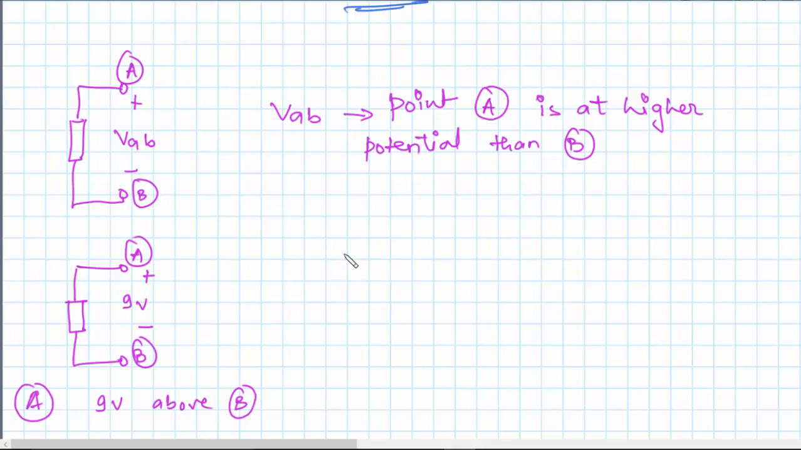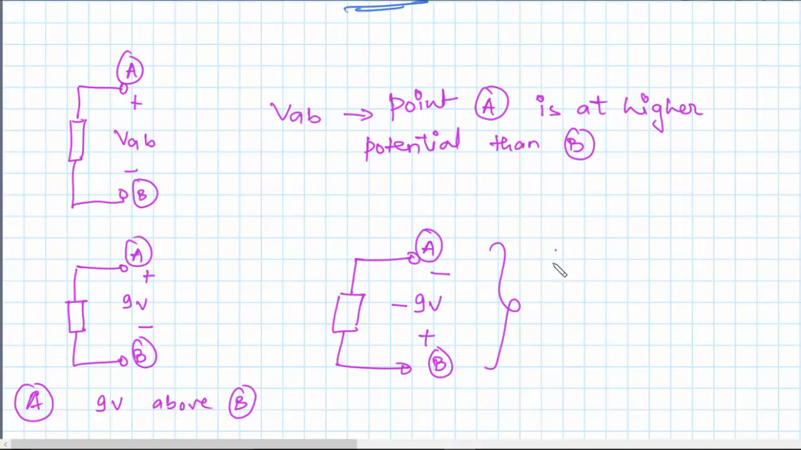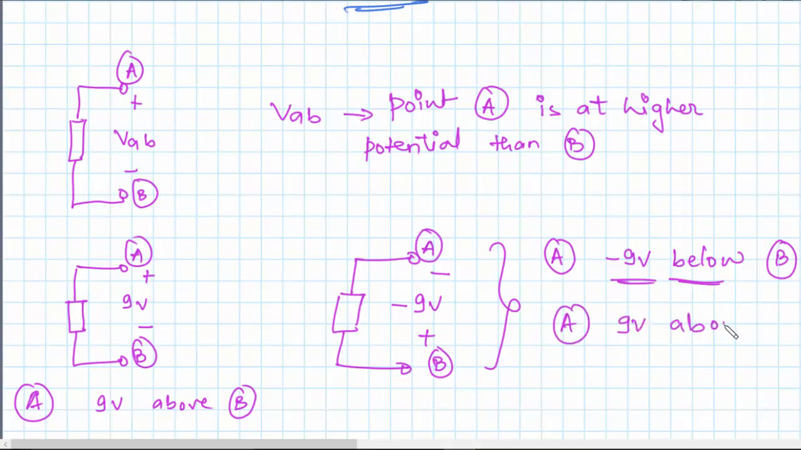Let me redraw the circuit with a slight modification. So we have point A over here and the same circuit element, and this time I'll mark the polarities as negative and positive, and let's say minus 9 volts over here. Now in this case you can say that point A is minus 9 volts below point B. So minus 9 volts below point B is the same as 9 volts above point B.